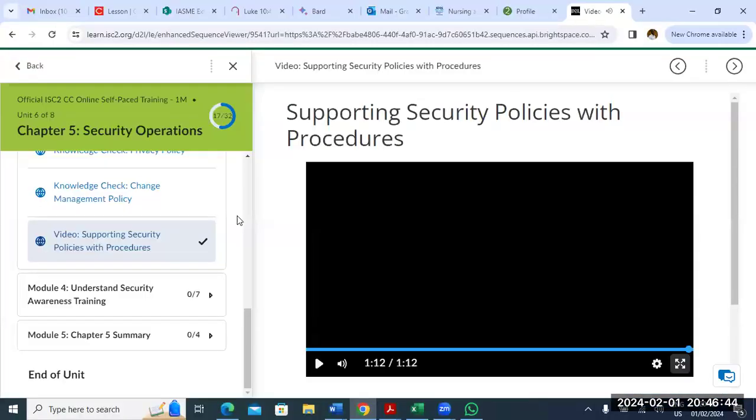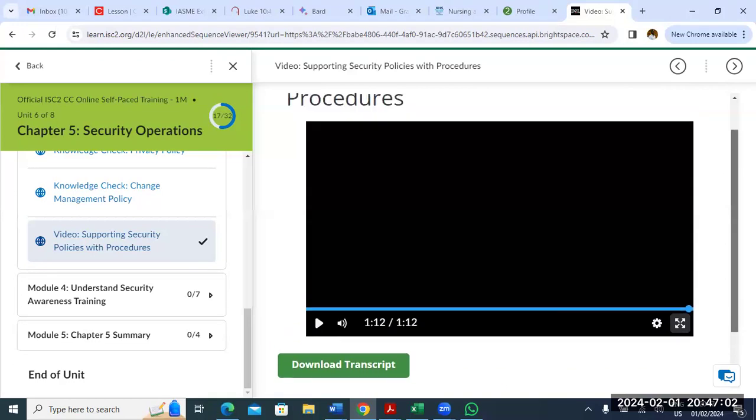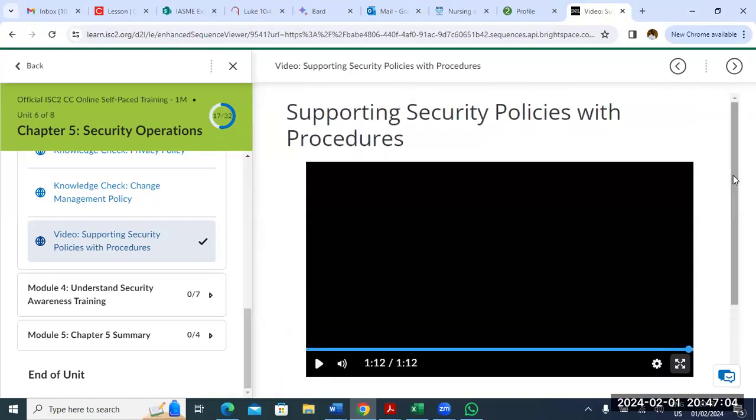So, supporting security policy with procedure is key. So the simple way to put this is having an SOP in place is good. It makes the work faster. You are not using your own idea to get it done, but you are just following the steps. It's like a step-by-step guide, standard operating procedure. So when you have it in place, it helps a lot.